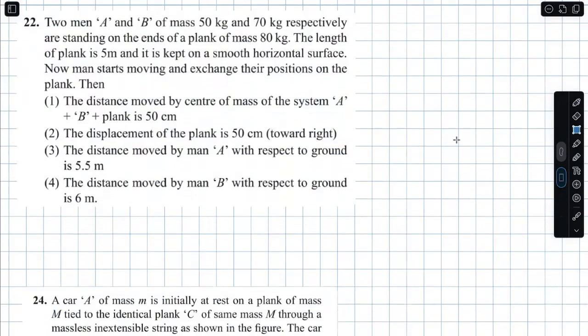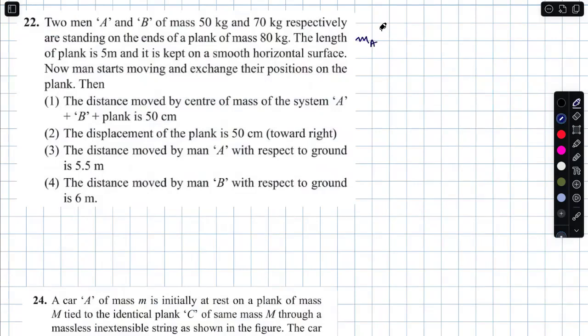Go through the question and try to answer. Two persons A and B, mass 50 kg. We have done this question n number of times. The length of the plank is 5, and the man starts moving. Come on. Only thing, I'll just write the condition. We have already done this actually.